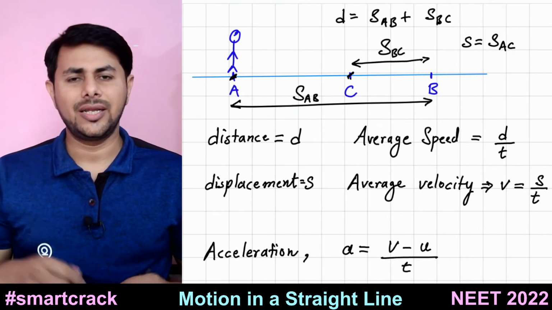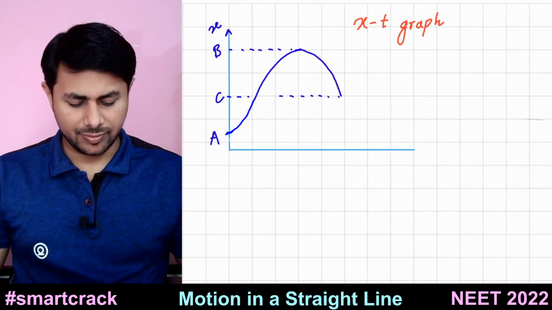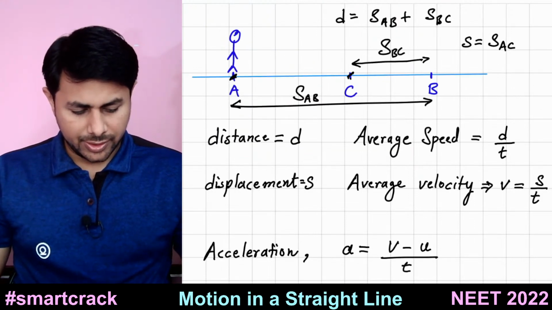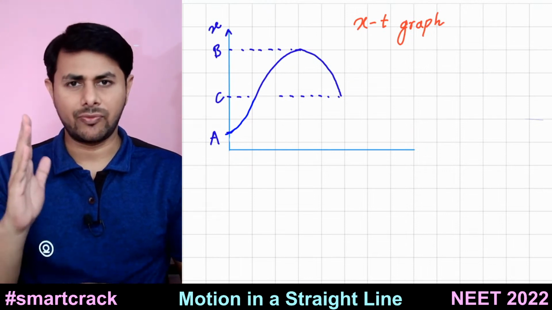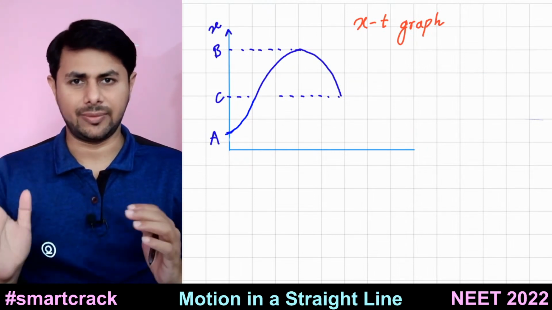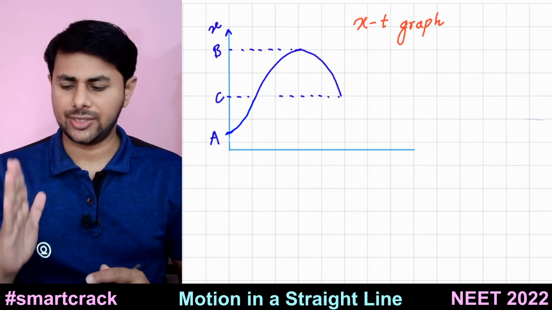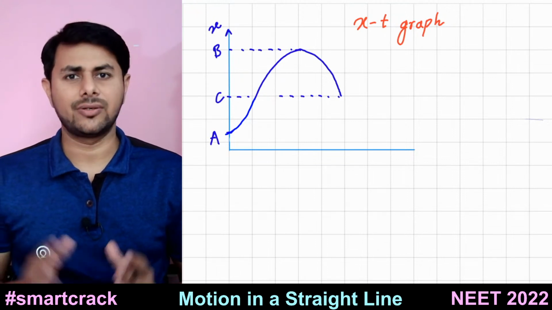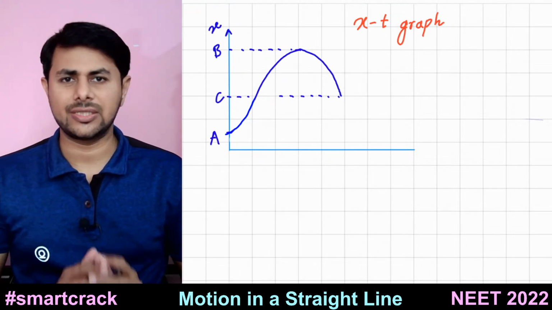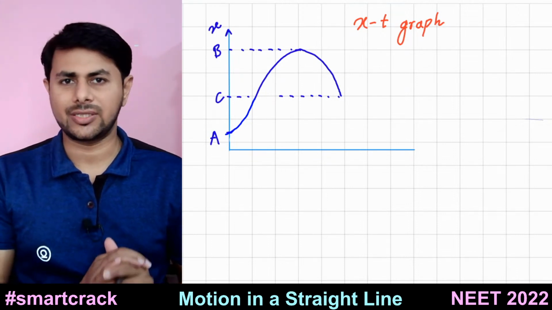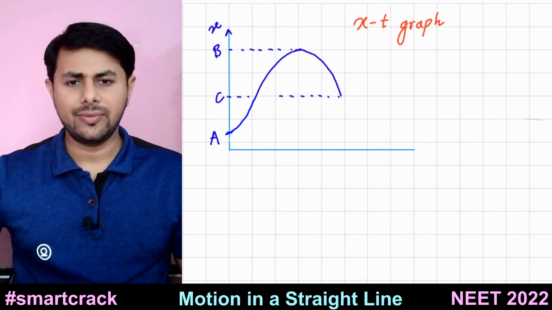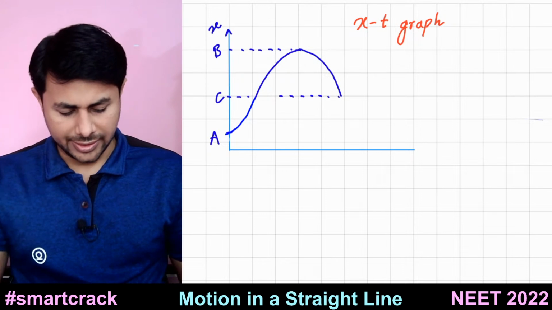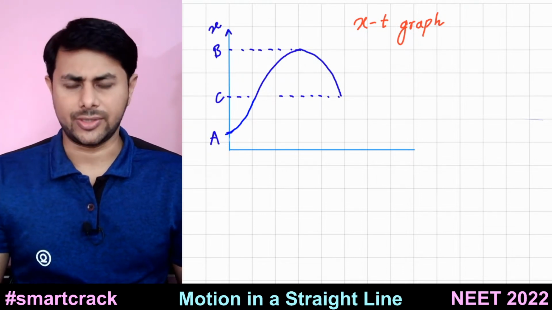After that, let's proceed and see plotting of motion. Let's suppose we plot position or velocity or acceleration versus time: position, velocity, acceleration on the vertical axis and time on the horizontal axis. Then we get three kinds of graphs. One is the position versus time graph, second is the velocity versus time graph, and third is the acceleration versus time graph. Now let's see what kind of information we get from these graphs. Let's consider the position versus time graph first.